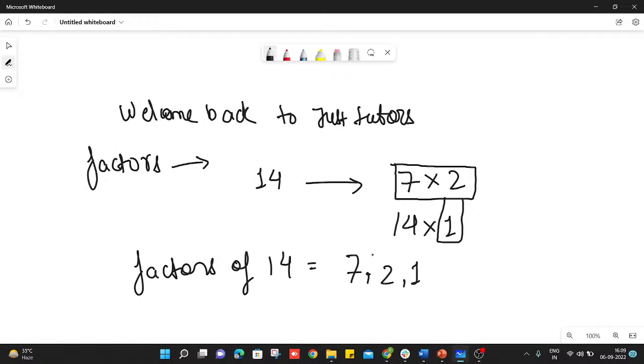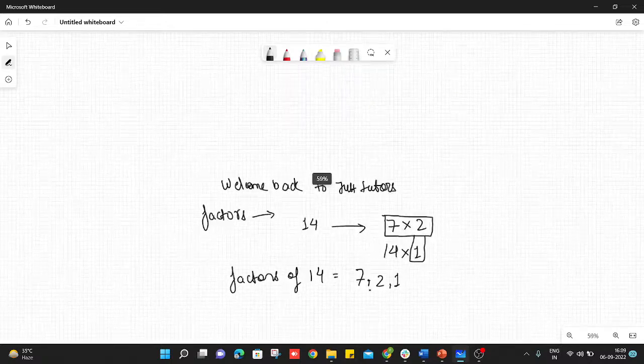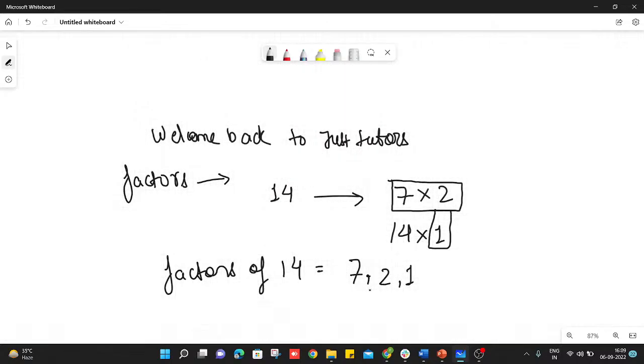What is a common factor? Okay, let's see. So let's take 28. What are the factors of 28? 2 times 2 times 7. 2 times 2 is 4. 4 times 7 is 28. Here, the factors of 14.